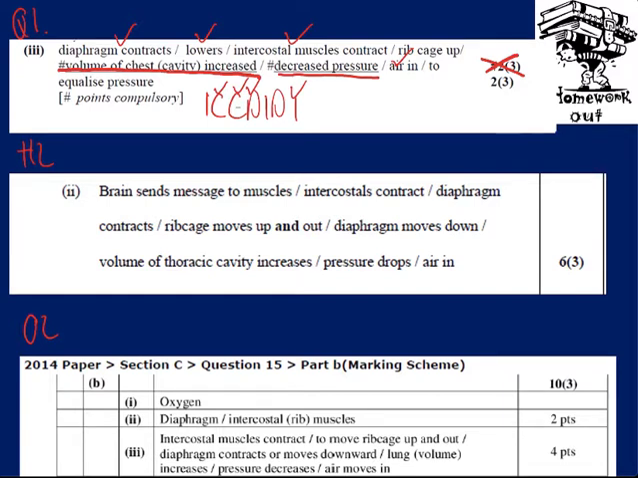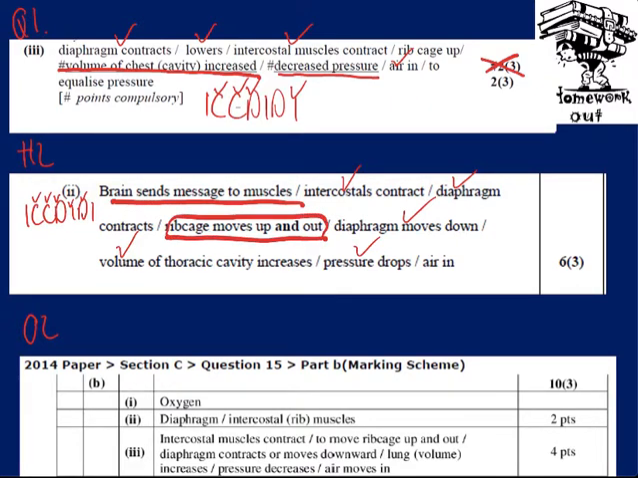In the second question, it wanted the process of inhalation. If we look at ICC-DI-DI, we have your intercostal muscles contract, diaphragm contracts, diaphragm moves down, volume increases, pressure drops. So C, C, D, I, and D. The other things we said when we went through it are that your brain sends a message to the muscles and that the rib cage moves up and out. They were the extra points. But you would have 1, 2, 3, 4, 5 of the marking points just for remembering this process.